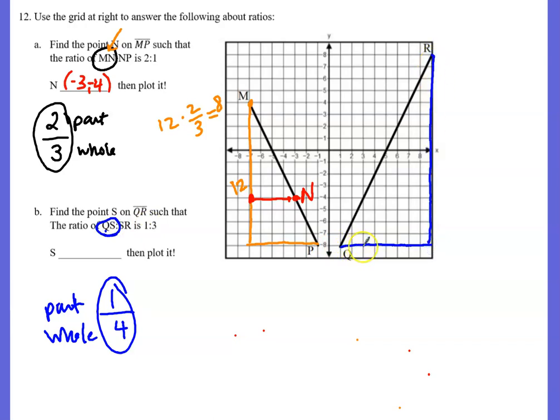So this side is 1, 2, 3, 4, 5, 6, 7, 8. I only need one side, so I'm just going to do this side. And so I just need to go 1/4 of the way, which is 2. So if I go over 2 in that direction, I just have to see where that hits the line. That would be S. So S ended up at 3, -4. Total coincidence that these were kind of close.